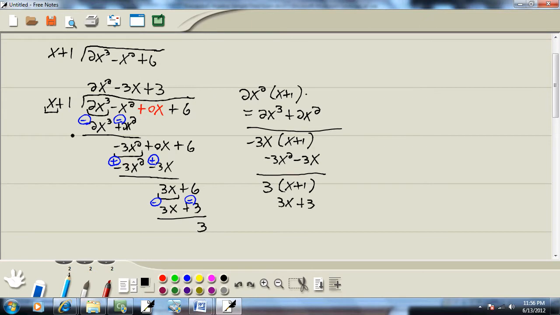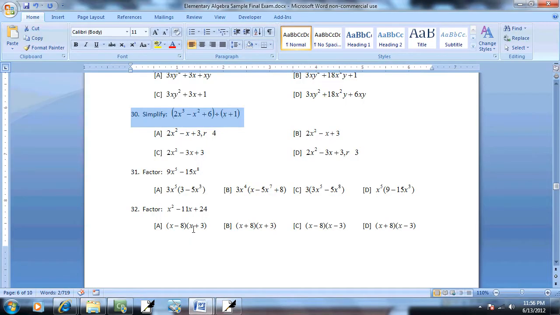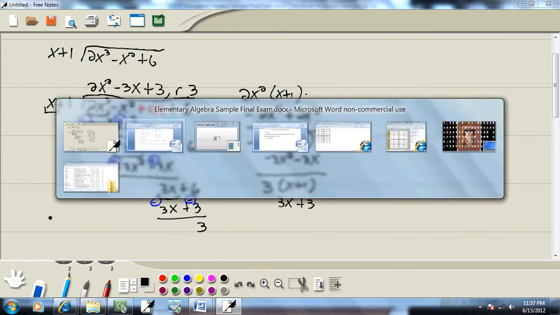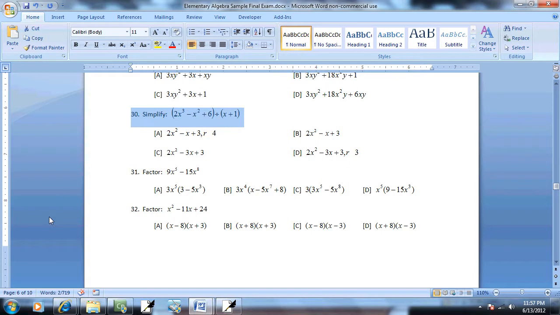Now at this point, this 3 here, if I compare it against the x, which is degree 1, this is degree 0. When the degree of this becomes smaller, that's your remainder, because there's nothing I can multiply times x to give me the 3. Now depending upon how they write their answer, they'll either write it as 3 over x plus 1 or they put an r. And this one they put an r. So they put an r3. So 2x squared minus 3x plus 3, r3 would be d as in David. So 30d.